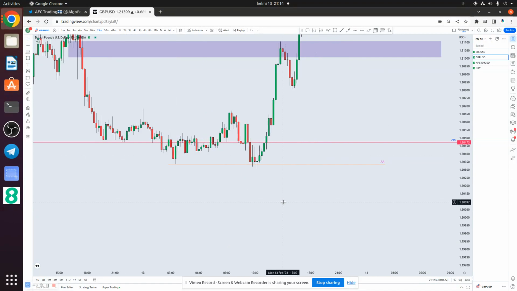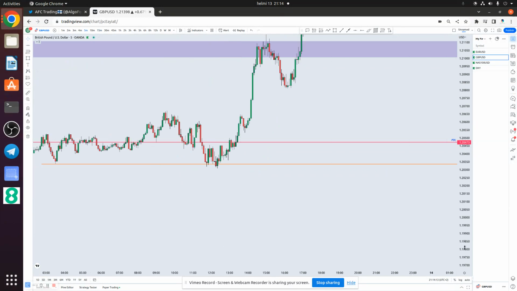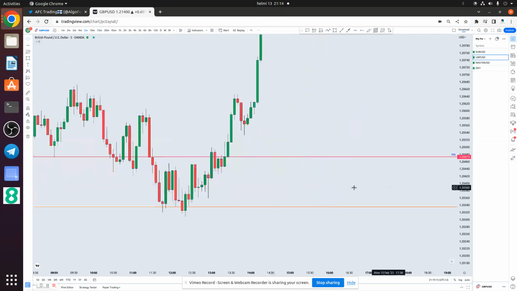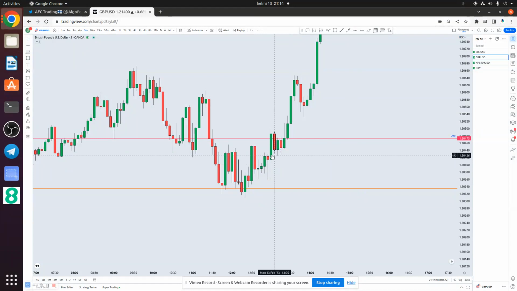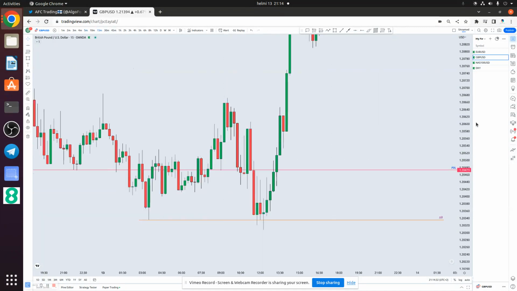Then price came. It took out Asian lows or Asian range. This was the Asian range. It took out, and then on M5, this candle went above the previous candles. This candle came back to retest this order block. This was my entry.